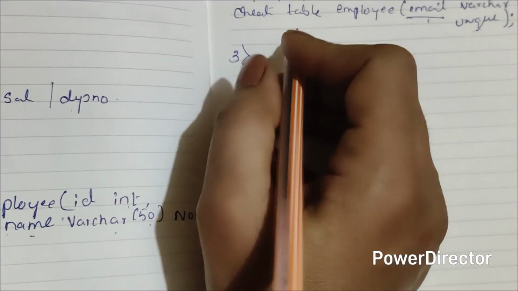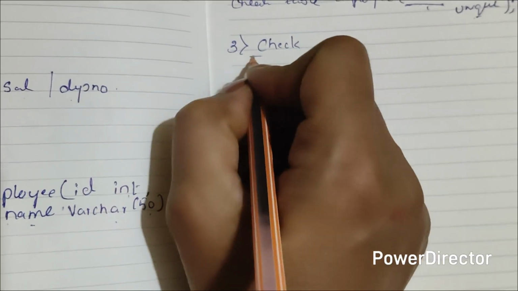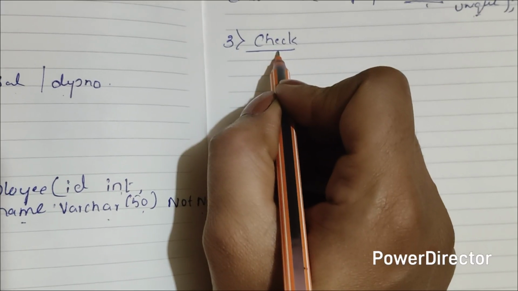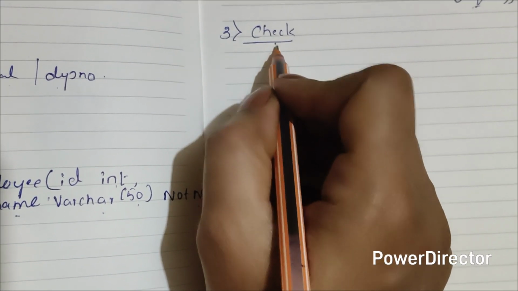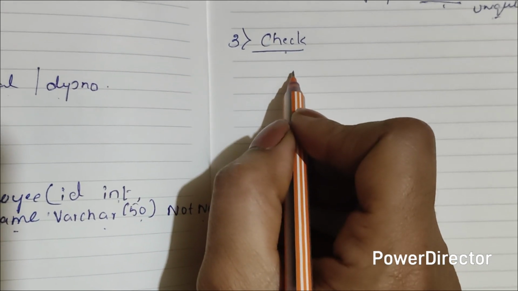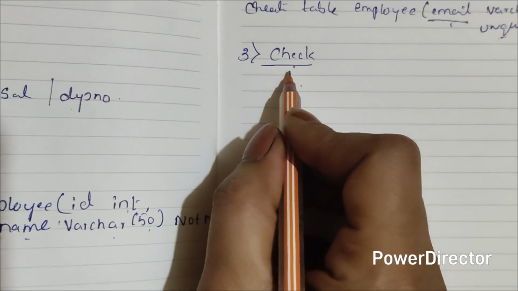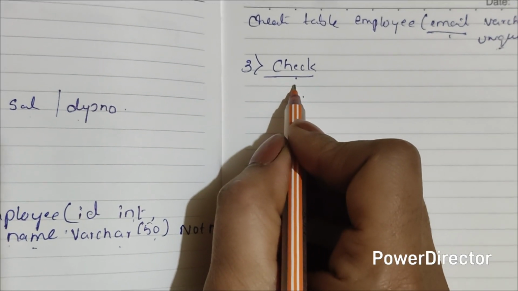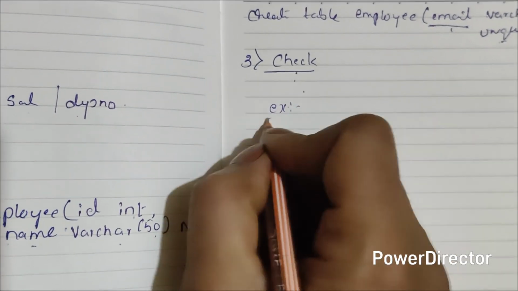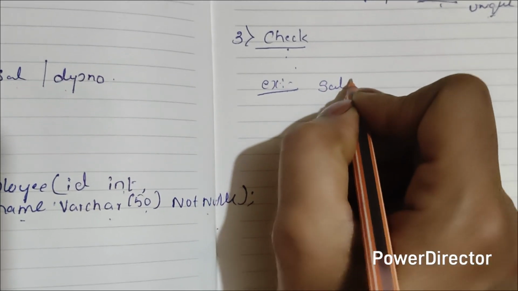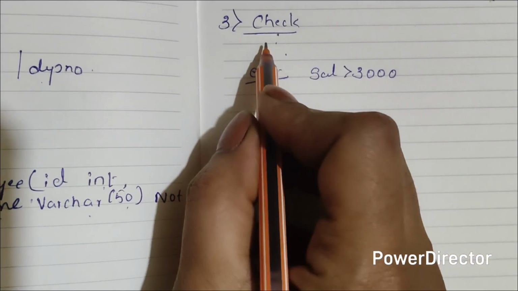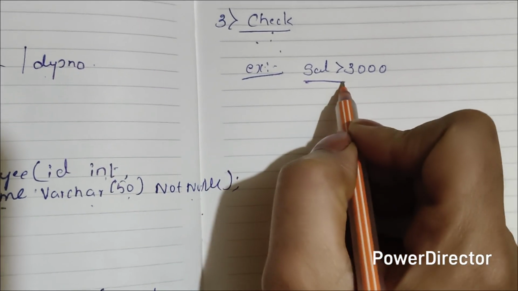Next, third one is check constraint. See, this check constraint is used for enforcing some additional conditions with respect to particular requirements. If it is a business requirement, then you can restrict that particular column with the help of this check constraint. So how are you going to write it? Suppose, for example, you want the salary of an employee to be greater than 3,000 or 30,000. Then you can use this check constraint to restrict this particular salary column.